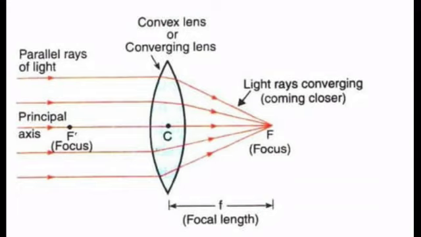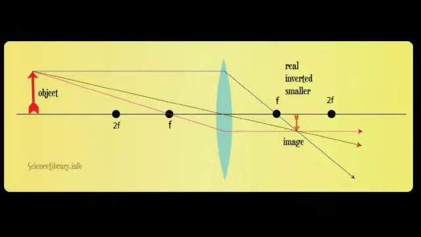Object at infinity. When an object is placed at infinity, a real image is formed at the principal focus. The size of the image is much smaller than that of the object. Now the object is placed beyond C, that is greater than 2f. When an object is placed beyond the center of curvature, that is beyond C, a real and inverted image is formed between the center of curvature and the principal focus. The size of the image is smaller than that of the object.